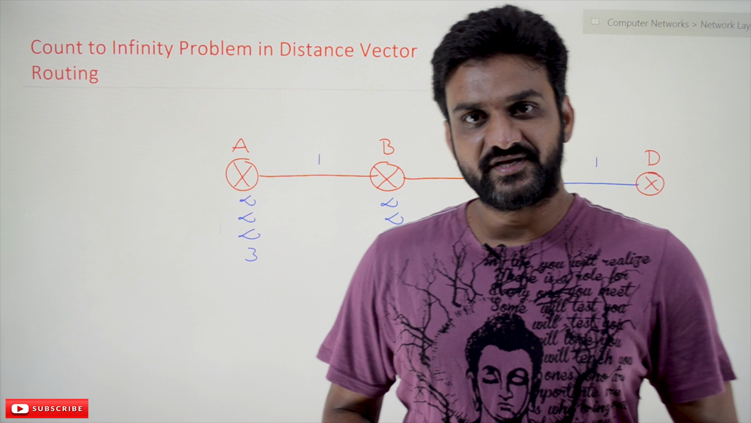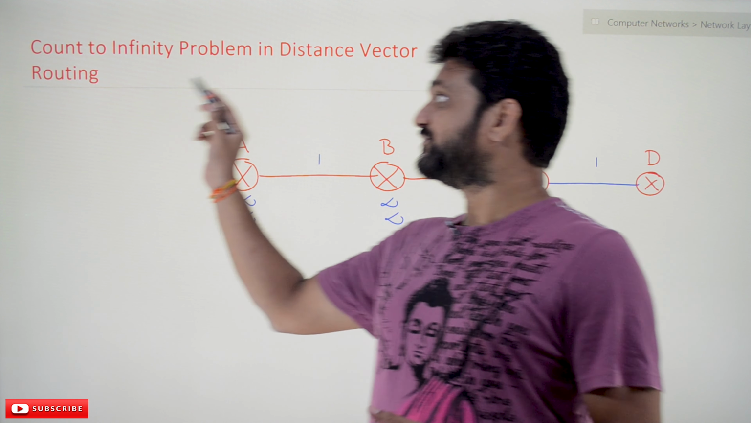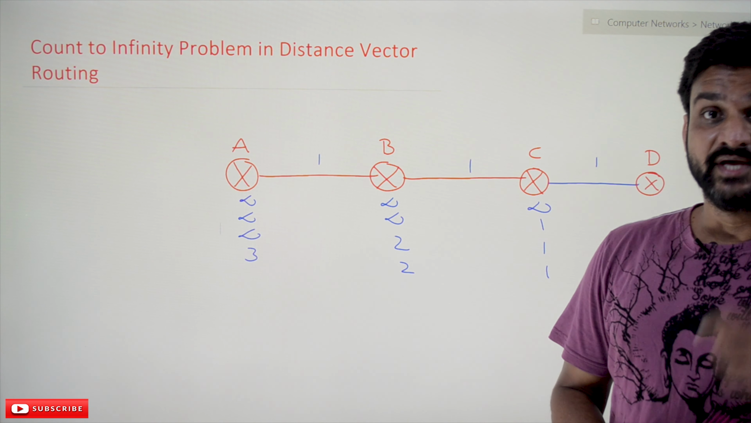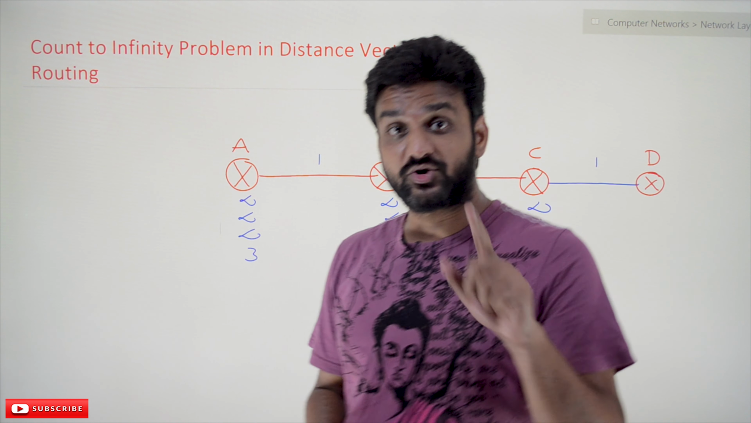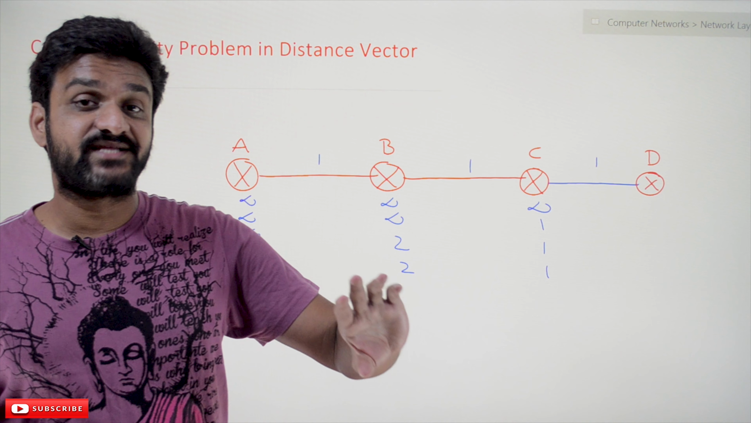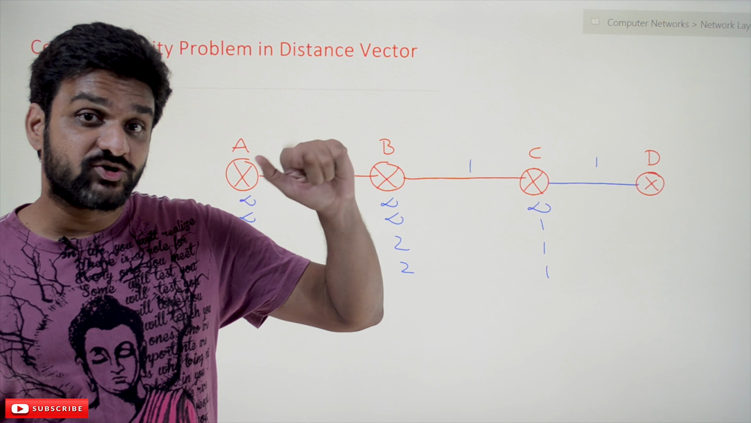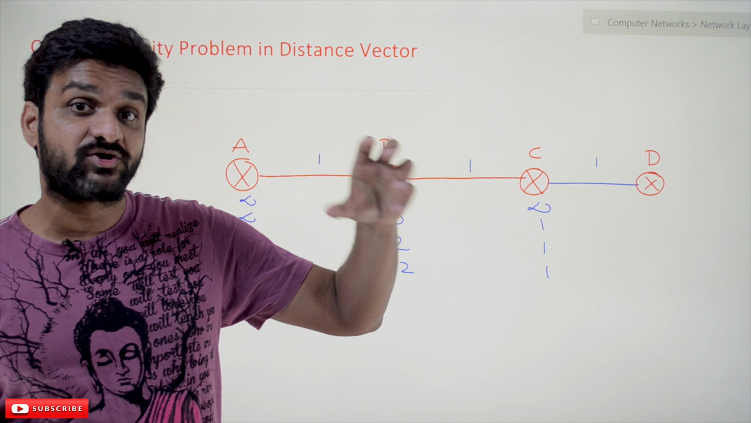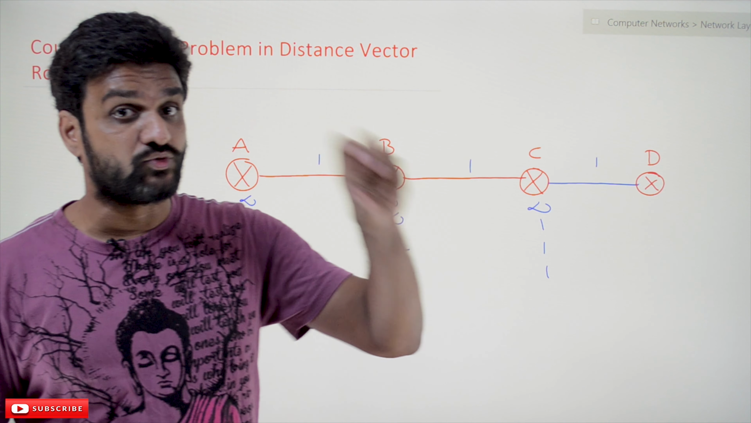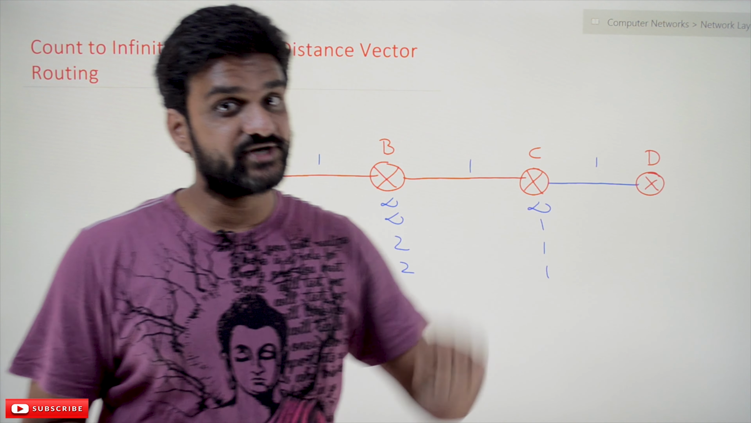I am Vikram. In this class, we will try to understand the count to infinity problem in distance vector routing. In our previous class, we discussed routing loops. There we discussed that the routing loops generated within the network are going to create a problem called count to infinity. So we will try to understand that in this class.